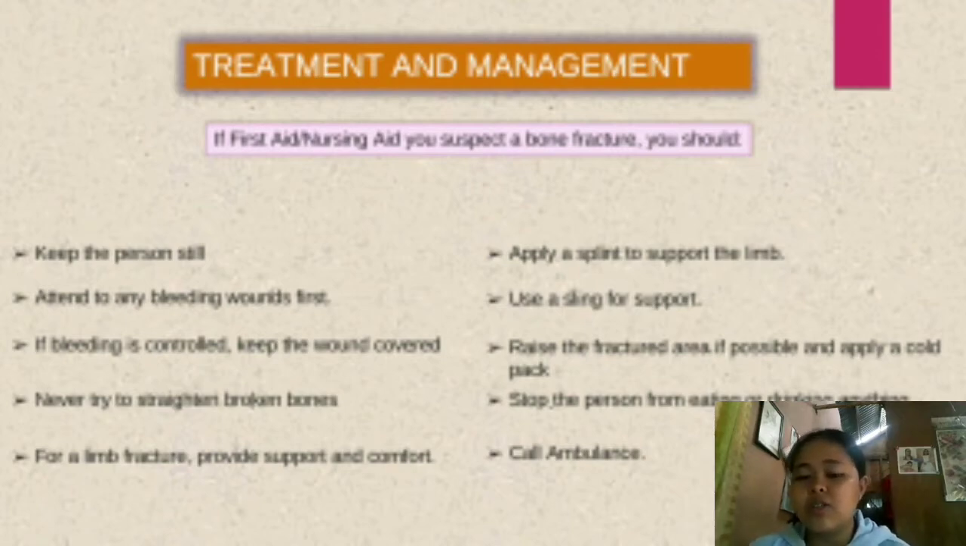So never try to straighten broken bones. If naa mo sa situation ing ana, never touch the broken bones kay naa ay tendency na mosamot og kapiang.